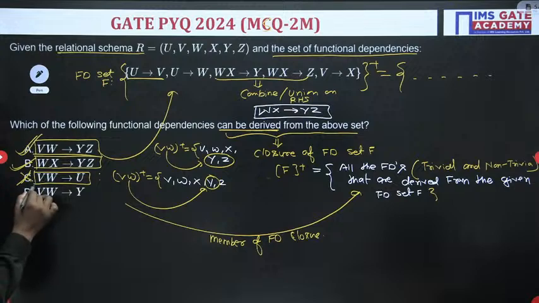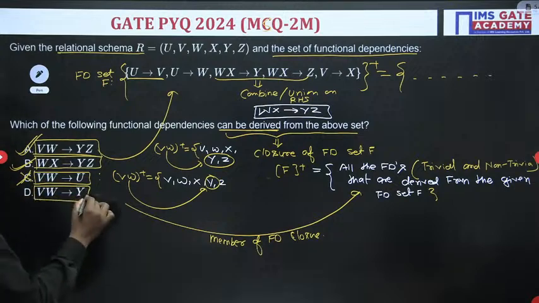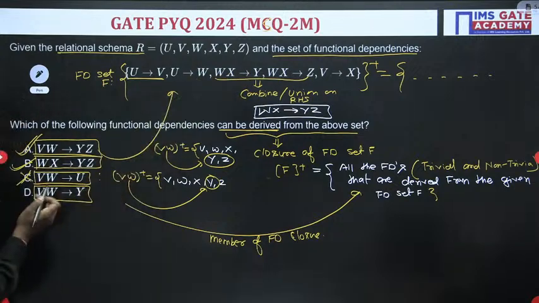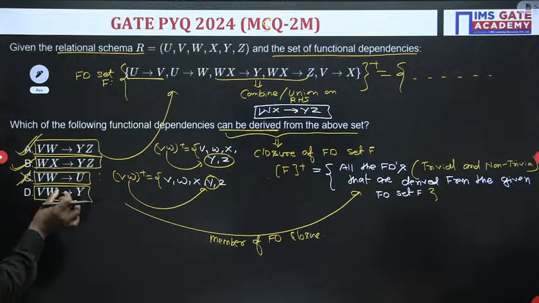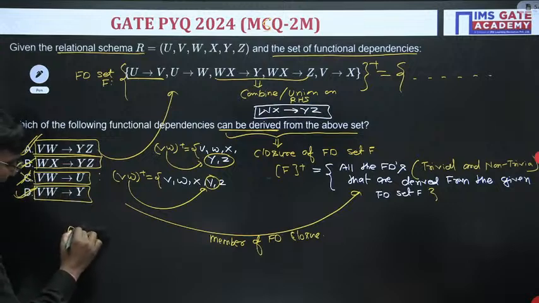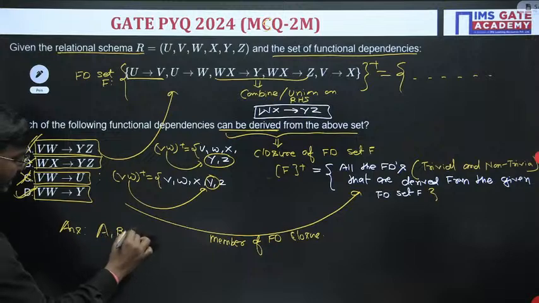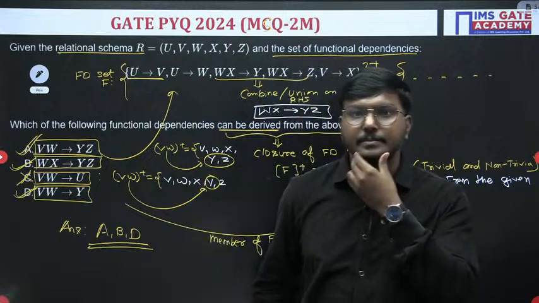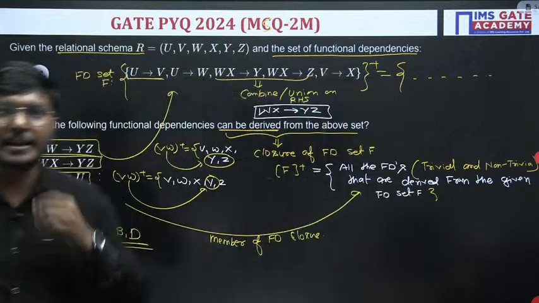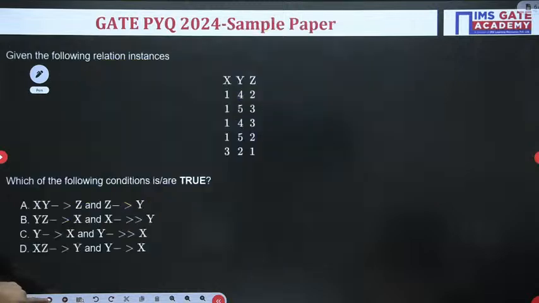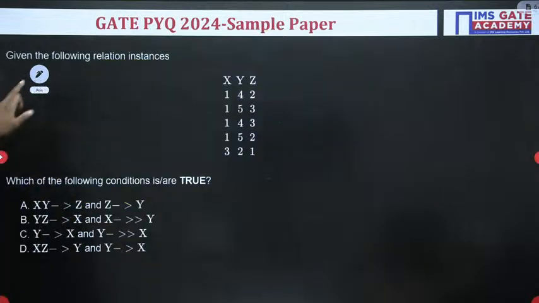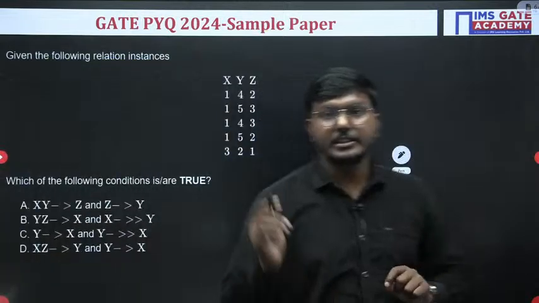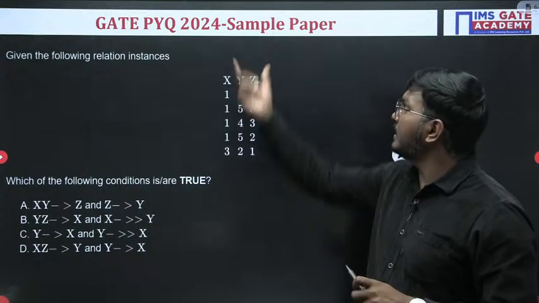So option D is a member of the given FD sets, or this FD VW determining Y can be derived from the given FD sets. Option D is also correct. So the answer is options A, B, D. Very good. Now let's continue quickly. If you observe, this FD question is from the sample paper.